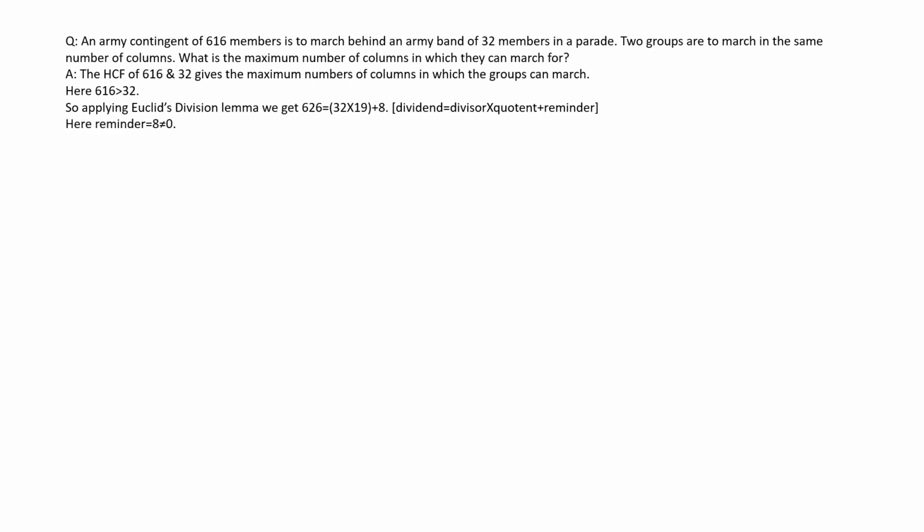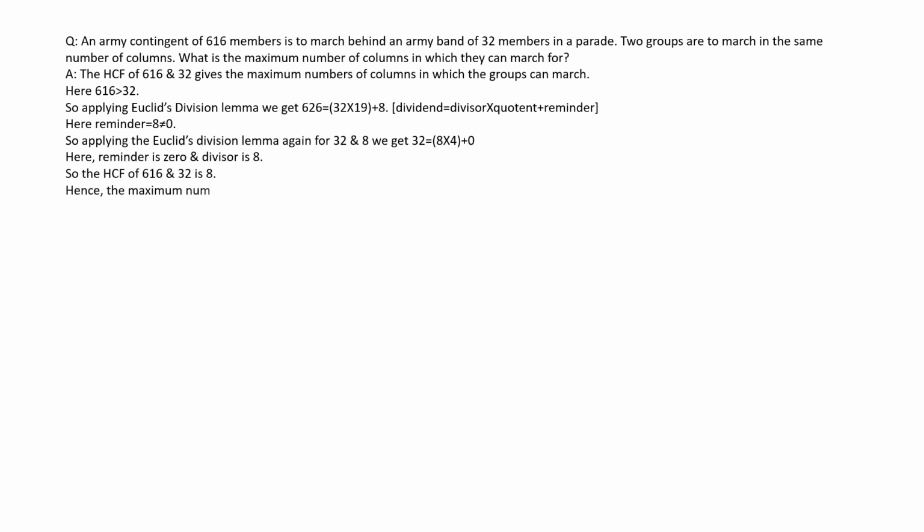Here the remainder is 8 and it is not equal to 0. So applying Euclid's division lemma again to 32 and 8, we get 32 equals 8 into 4 plus 0. So here the remainder is 0 and the divisor is 8. So the HCF of 616 and 32 is 8. Hence, the maximum number of columns is 8 in which they can march. That is the answer.